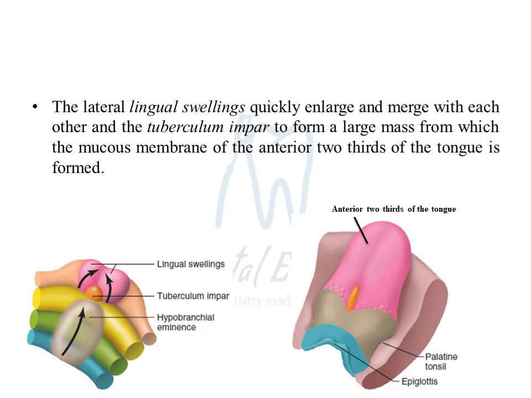Now the two lingual swellings and the tuberculum impar quickly fuse with each other to form the anterior two-thirds of the tongue. Basically you can see here a small area. This orangish colored area represents the swelling of the tuberculum impar, and the rest of the pinkish area represents the lingual swellings which have fused together to form the main region, the anterior two-thirds of the tongue. This anterior two-thirds is the region which you easily see in the oral cavity when you open your mouth in front of the mirror.